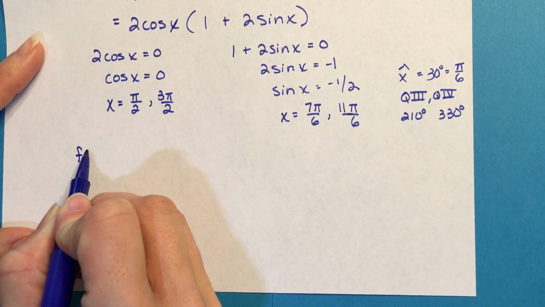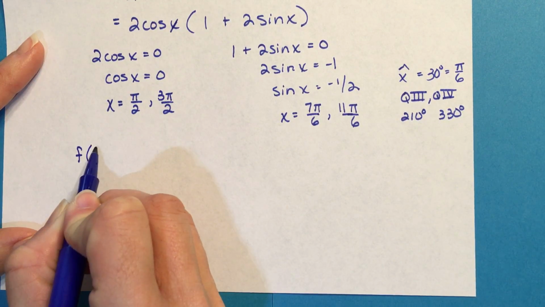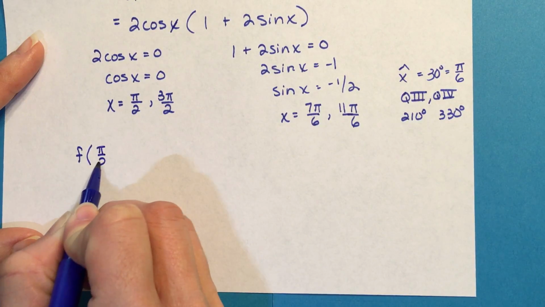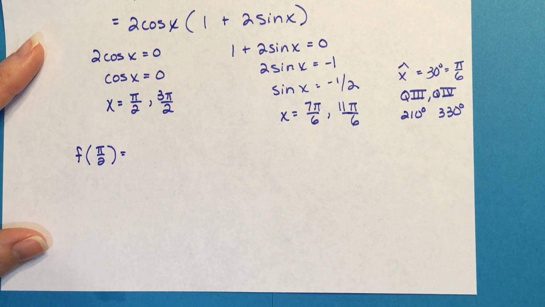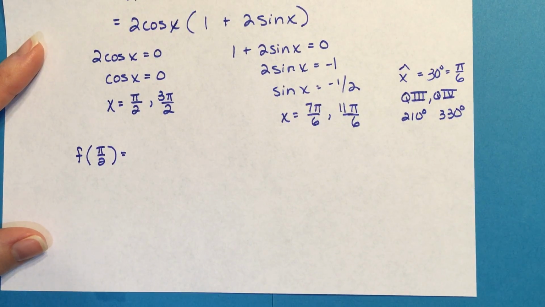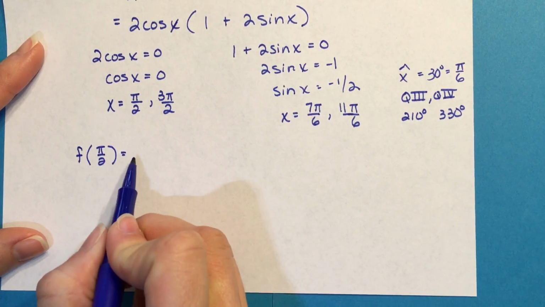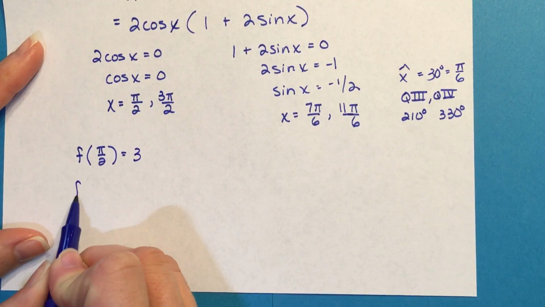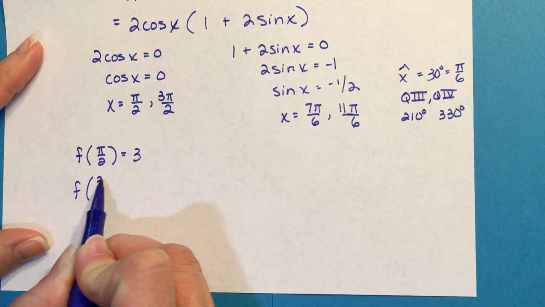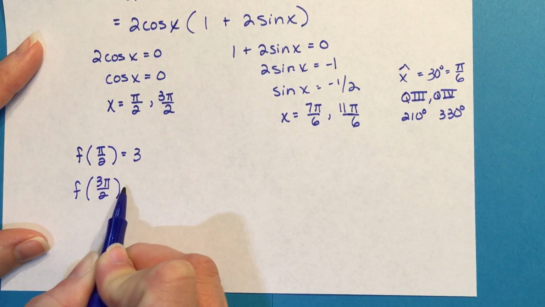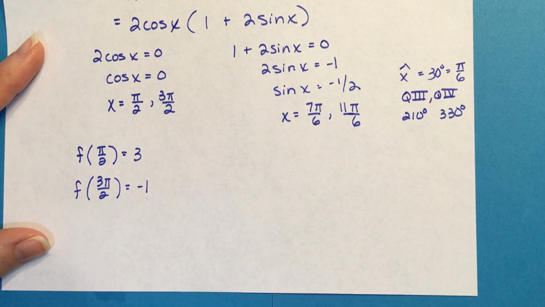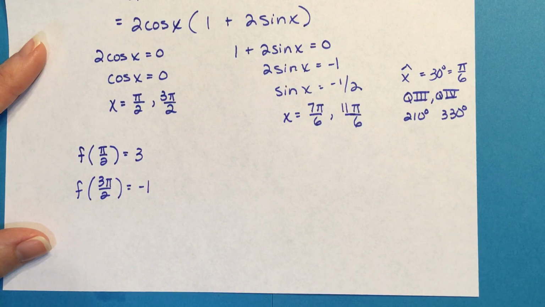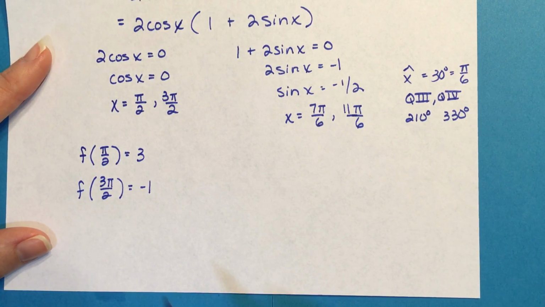So first of all, you would need to evaluate f of pi over 2. So like I said, you're going to substitute that back into the original function. Now f of pi over 2, you should get a value of 3. And then I'm going to substitute in 3 pi over 2. At 3 pi over 2, you should get a value of negative 1. Now, I'm giving you what the answer is supposed to come out to be. You make sure that you can get this, okay?